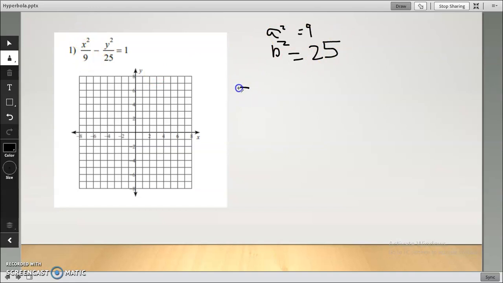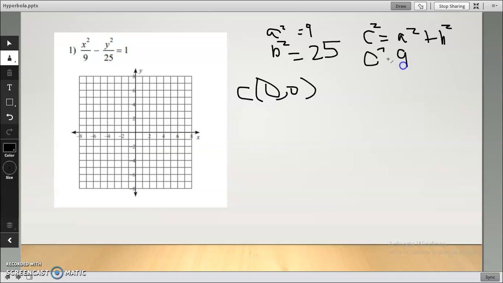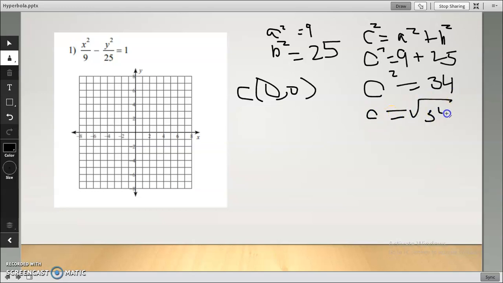This time the a squared is always under the variable that comes first. The center is really easy to see, so I'm going to go ahead and put that down. There's nothing I'm adding to the x value and nothing I'm adding to the y, so the center is 0, 0. I can find c, and this is c for the foci, not c for center. So c squared, this time different from the ellipse, is a squared plus b squared. So that is 9 plus 25. So c squared is equal to 34, which makes c equal to root 34.